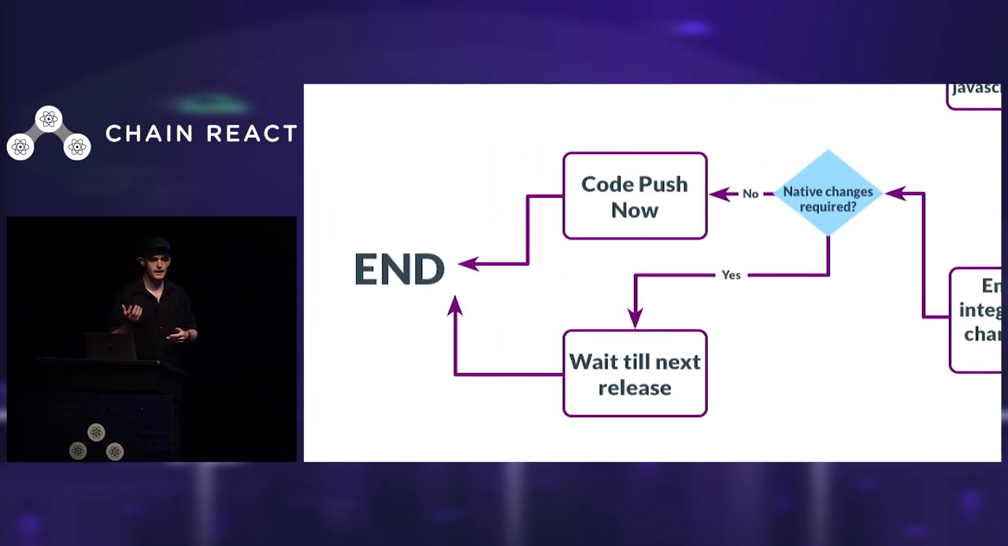We basically can't do over-the-air updates for native code. So if we had to implement any new native features, we just package up our bundle, put it into the app, and wait for the next release cycle for that to go into the App Store. If we want to do an over-the-air update and we haven't done any native changes, and the PM or designer is happy, we're good to go. We'll just push it out immediately and turn on the test for those users.